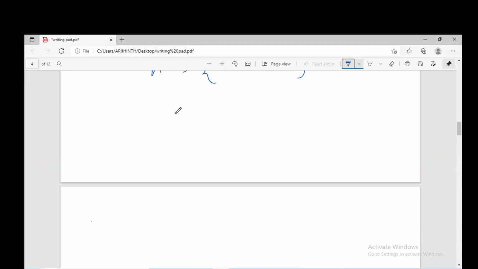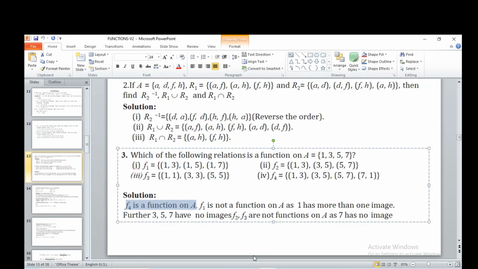In the first option, this is the domain, this is our codomain. 1 is mapped with 3 and 5 and 7, so it is not a function. Same as F2: 1 mapped to 3, 3 mapped to 5, 5 mapped to 7. In F2 and F3, 3, 5, 7 have no images, so they are not functions on A.